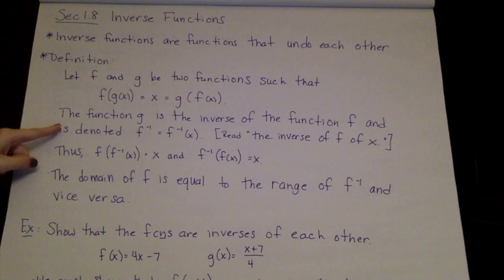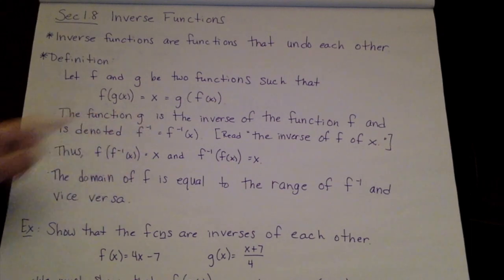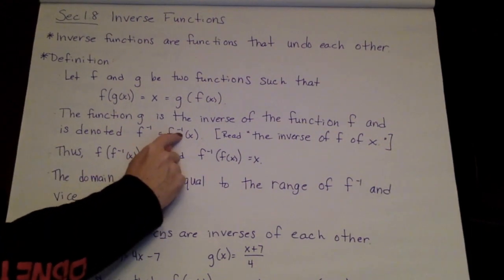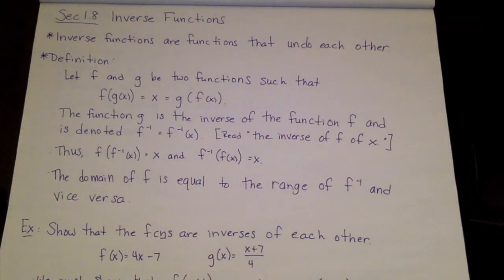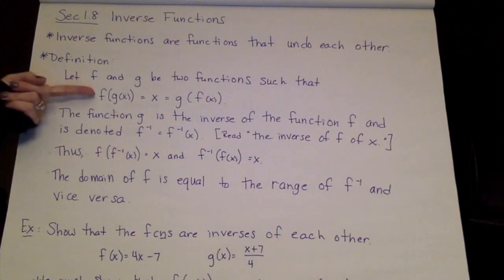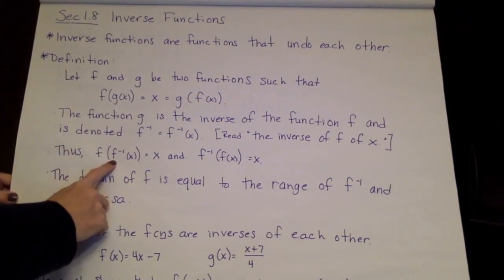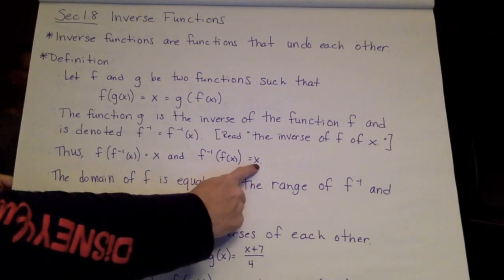Then we would say that the function g is the inverse of the function f, and it's denoted this way, f with a little -1. That is not a -1 exponent, meaning move me. This is the inverse notation. A lot of times you'll see it written as f with that little -1 with the x, and we read that as the inverse of f of x. What we're saying by this statement is f of the inverse of f of x is equal to x, and the inverse of f of f of x is equal to x.